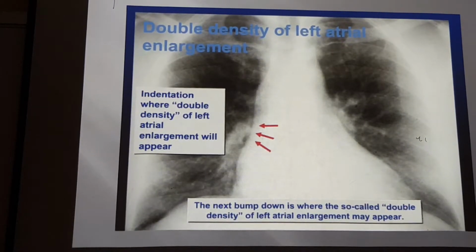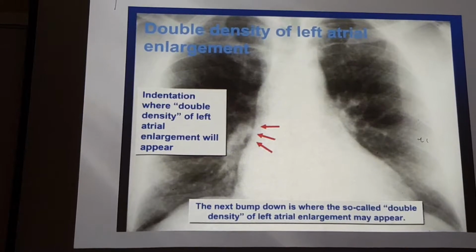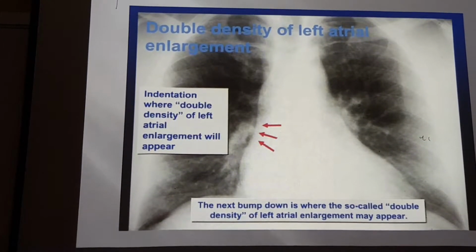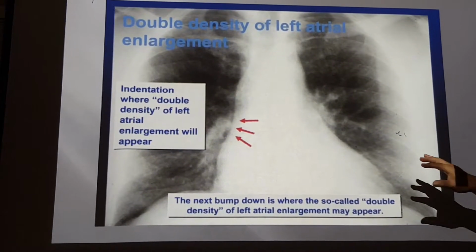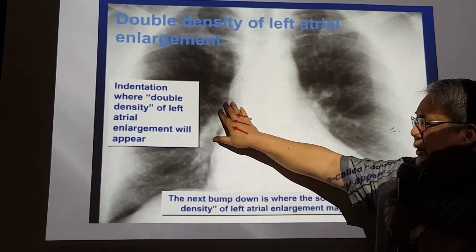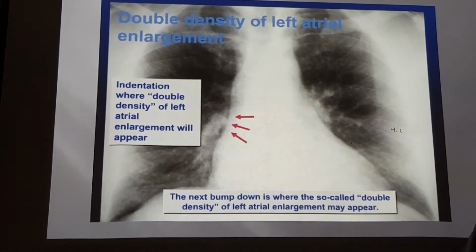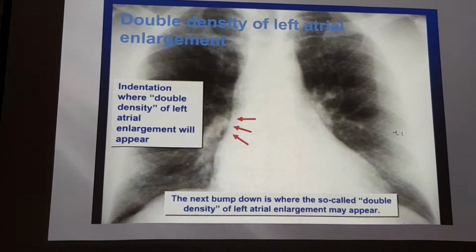So how about the double density of the heart? Normally your left atrium does not form a border on the right side of the heart, but when it enlarges, it forms another border. It produces another border here and produces another density here. That's what we call the double density of the left atrial enlargement.